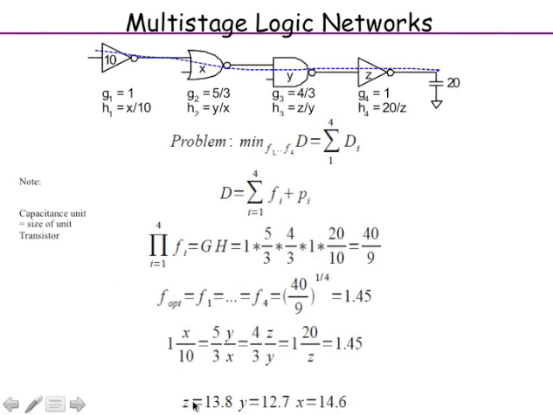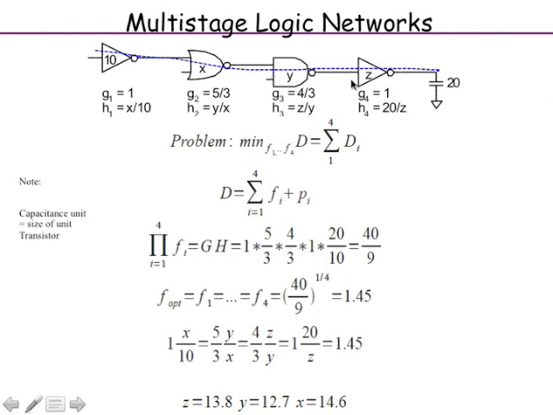So let us put these numbers here for this example. G, the product of the G's, is 1 times 5/3 times 4/3 times 1, which is 20/9. And electrical effort is 20/10. So you multiply everything, it is 40/9. So the optimum stage effort is 1/4 of that, because there are 4 stages.